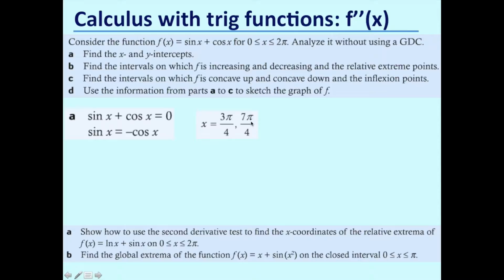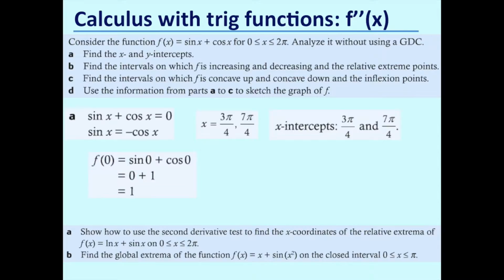So those are going to be the x-intercepts, and we can find the y-intercept by setting x equal to 0. We know that sin 0 plus cos 0 will give us 1 because cos 0 is 1. So that will give us the y-intercept.